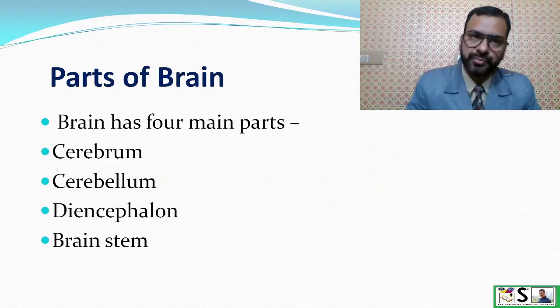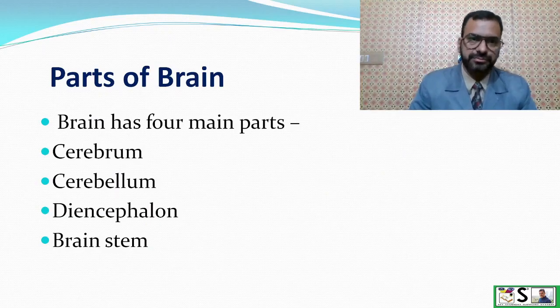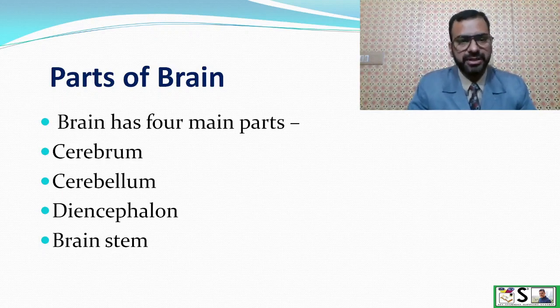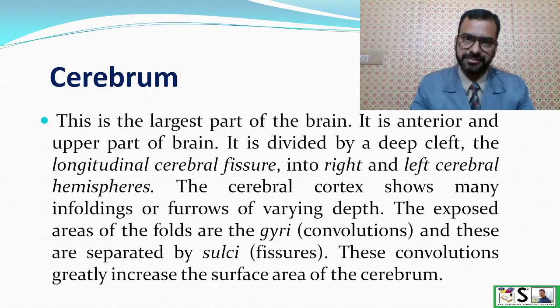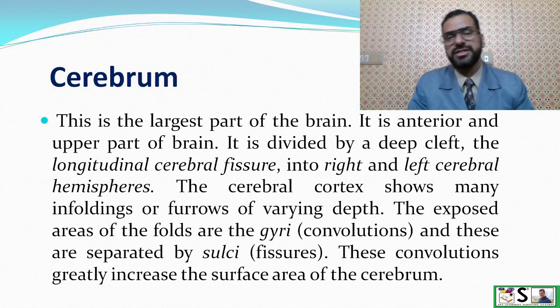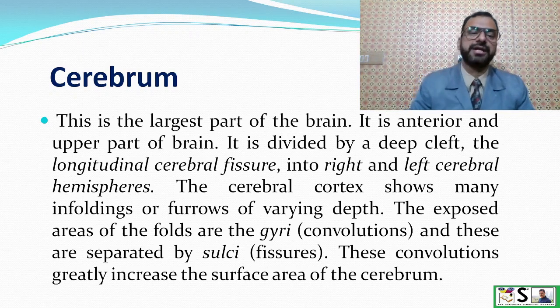Now we come to parts of the brain. Brain has main four parts: cerebrum, cerebellum, diencephalon, and brain stem. Now we will discuss them one by one. First is cerebrum. This is the largest part of the brain. It is anterior and upper part of the brain.